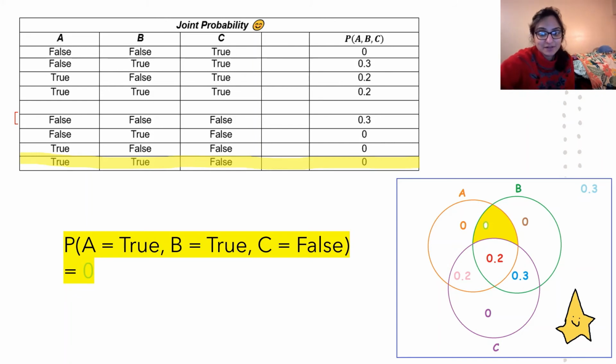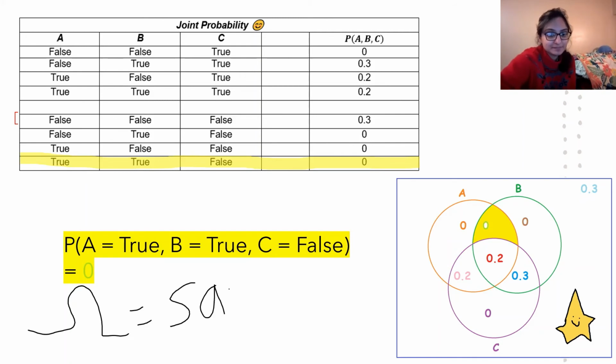And the sample space of all these outcomes is usually given by omega, which is the sample space in probability.